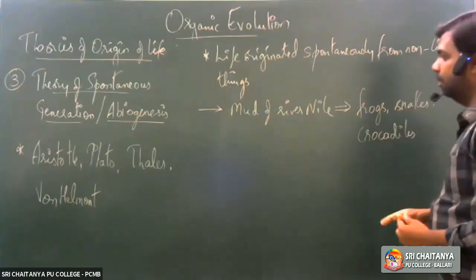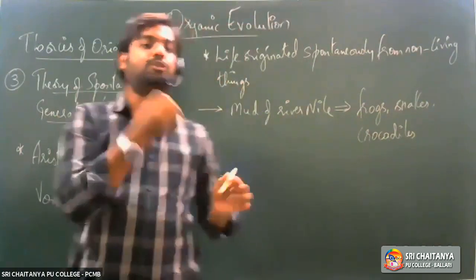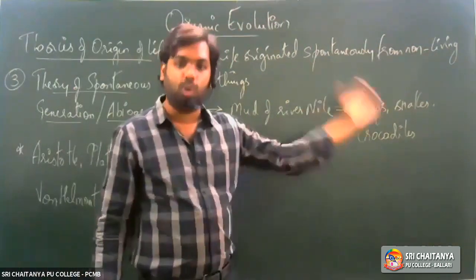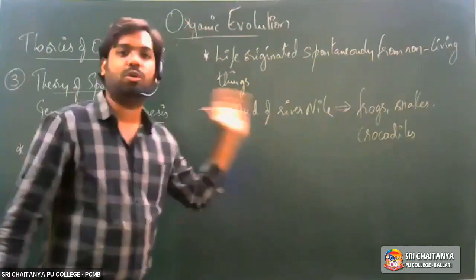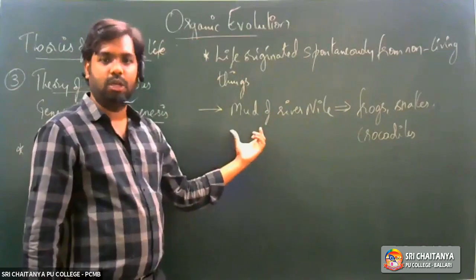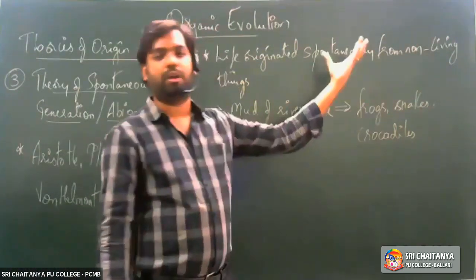So this is what they said, right? From the mud or sand present in the banks of the river Nile, organisms such as frogs, toads, snakes, as well as crocodiles have evolved. Mud is a non-living thing, so from a non-living thing, all of a sudden, these organisms started to evolve.